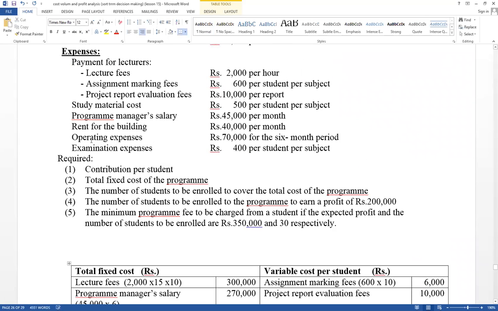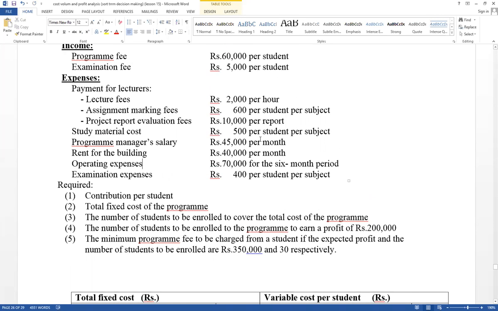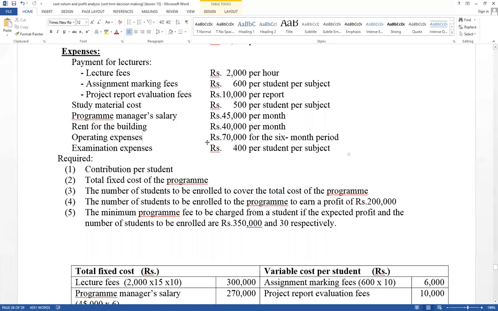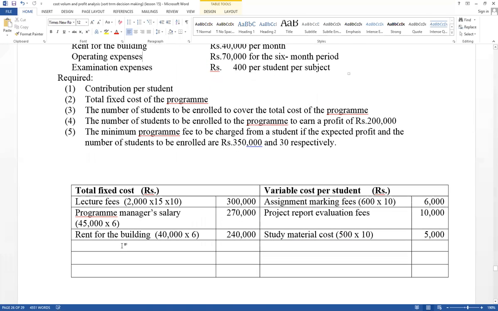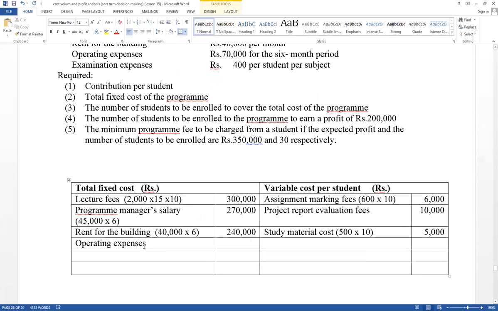Then the next one, operating expense. It is given as rupees 70,000 for the 6 month period. It is given directly for the 6 month period, not as a per month value. It does not vary with the number of students. Therefore, this is a fixed cost, given directly for the 6 month value, so no need to multiply by 6. Therefore, 70,000 operating expense is also a fixed cost.